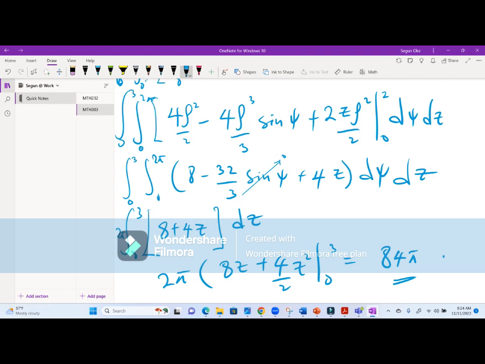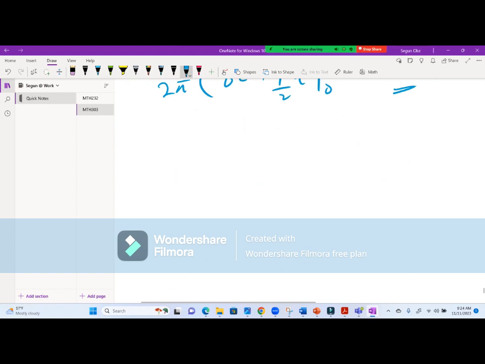So how many of us have done something on Stokes theorem before? Anybody? None, sir. None. Wow. Okay, let's look at this. Stokes theorem.